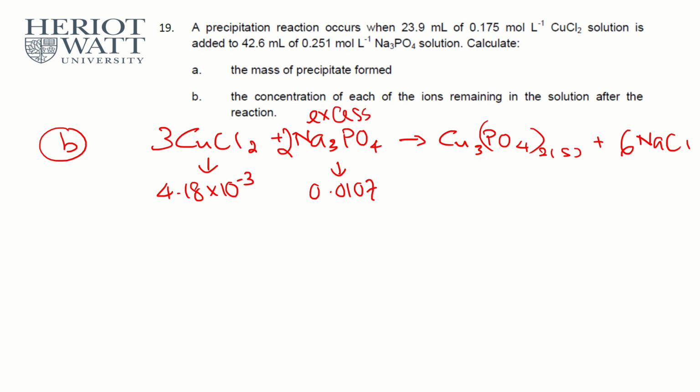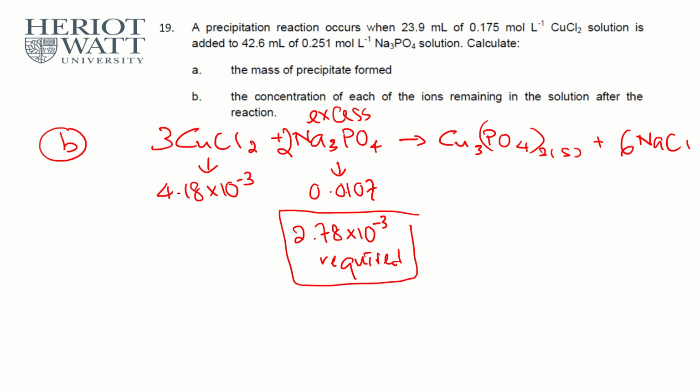All right. Okay, now next, what is the mole of sodium phosphate required? Just now we calculated from here. This mole I divide by 3 times 2. I will get 2.78 times 10 to the power negative 3. This is the mole of sodium phosphate required. Okay, this is required, and this is what we have.